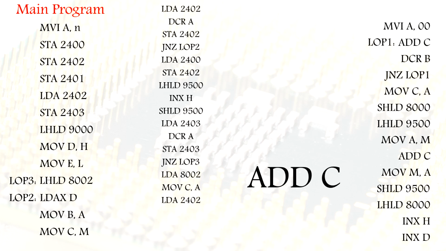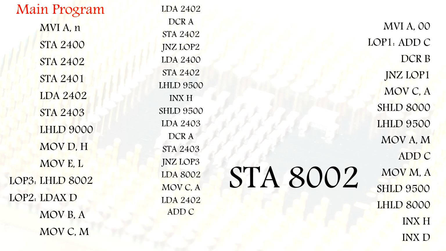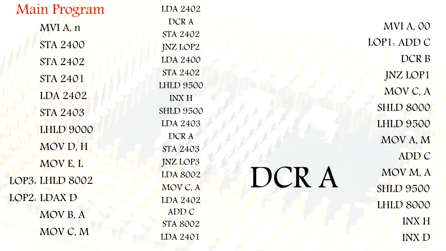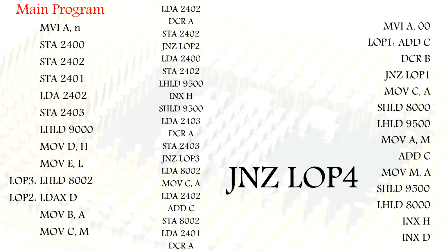That means it is pointing towards the next row of the A matrix. Eventually we are again storing this at 8002 and also loading the accumulator with the contents of 2401, which is carrying nothing but n, decrementing it, and checking whether this is 0 or not. So this will take place again n number of times, n cross n number of times, and this multiplication will finally finish. So this is the complete program of matrix multiplication.